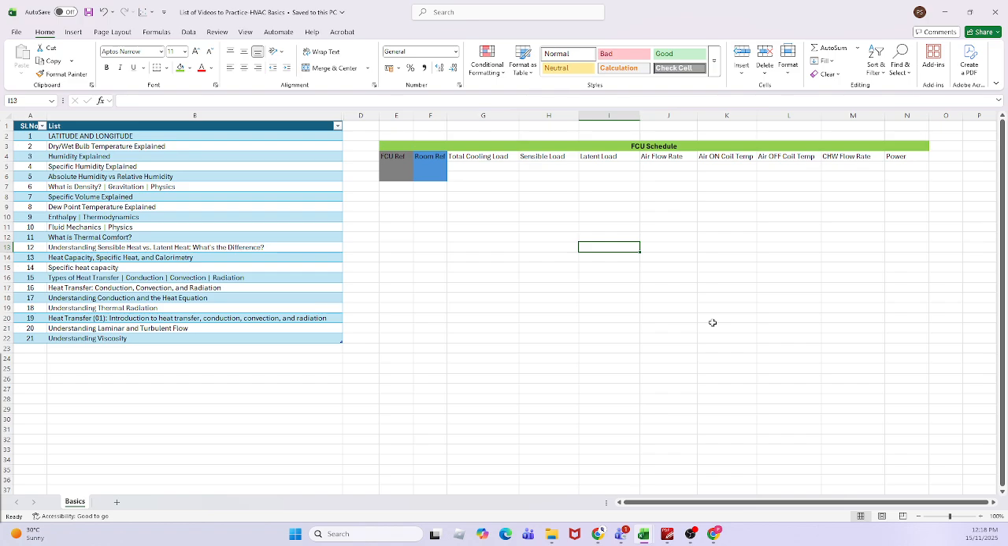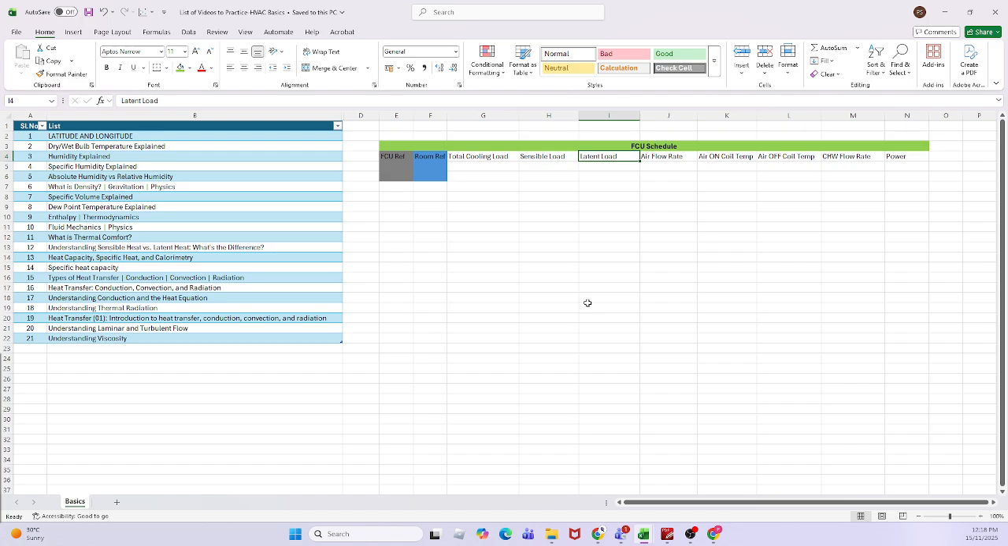In the FC schedule, you have the FC reference, room reference, total cooling load, sensible load, latent load, air flow rate, air on coil temperature, air off coil temperature, chilled water flow rate, and power. Now, what do you mean by total cooling load? It is sensible load plus latent load.